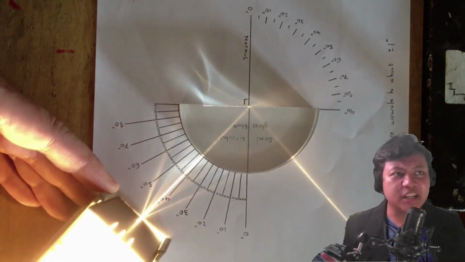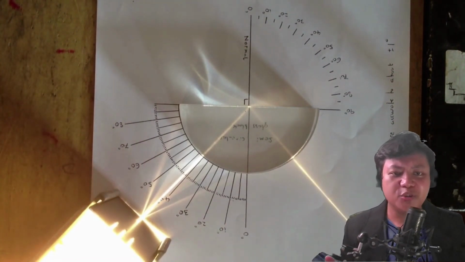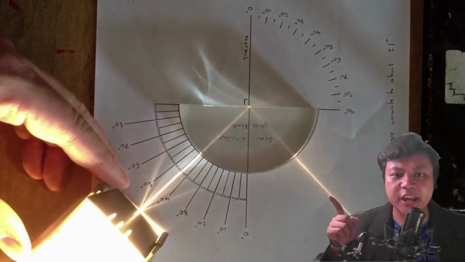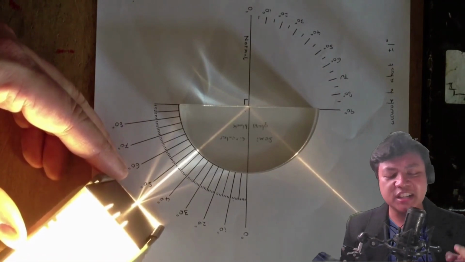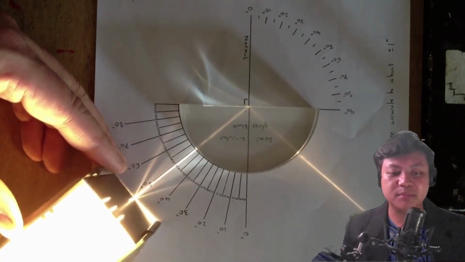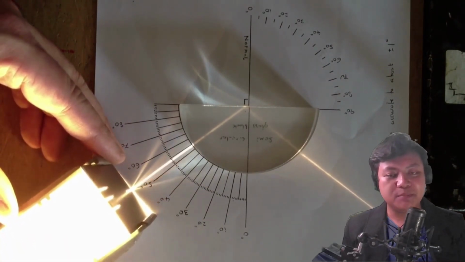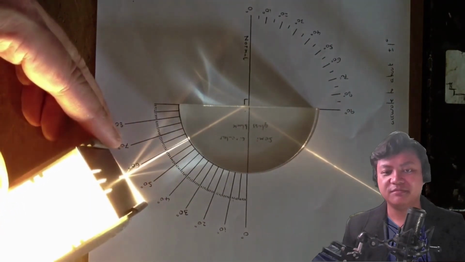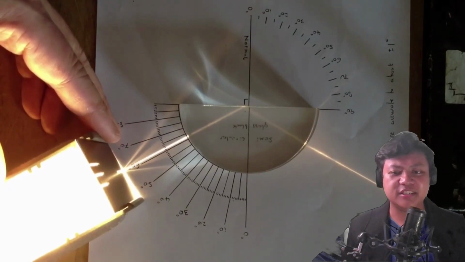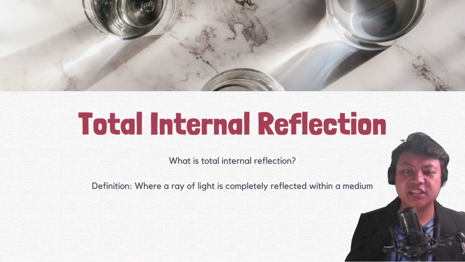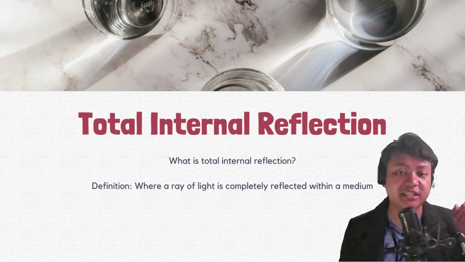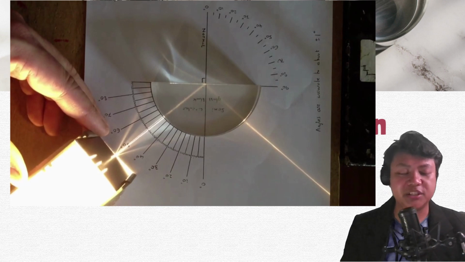So what is happening inside this experiment actually? Why is there a 90-degree ray over there? Where does that other ray come from? I will tell you what is happening inside that experiment. What is happening is called total internal reflection. So what is total internal reflection? By definition, total internal reflection is where a ray of light is completely reflected within a medium, as you can see from this picture above.